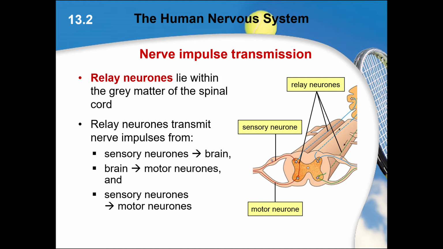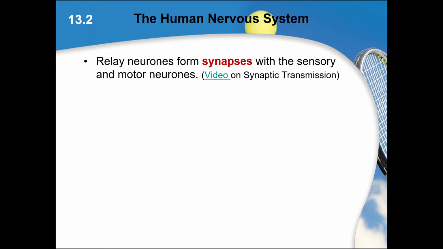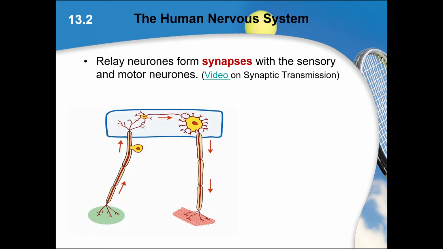They transmit nerve impulses from the peripheral nervous system to the central nervous system, and also from the sensory neurons to the motor neurons. Okay, so relay neurons form synapses, which are the gaps, junctions, right, with the sensory and the motor neurons. Later I will be showing you a video on synaptic transmission. So you can see here that the relay neuron plays a very crucial role to ensure that there is a connection between the sensory and the motor neuron.